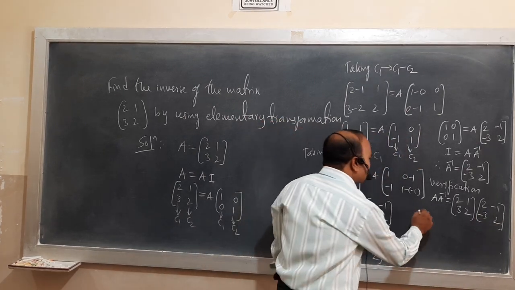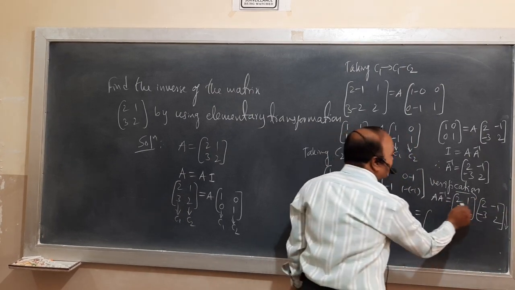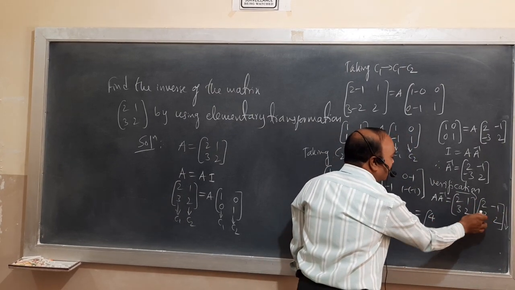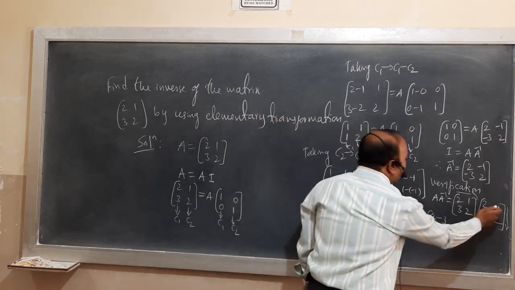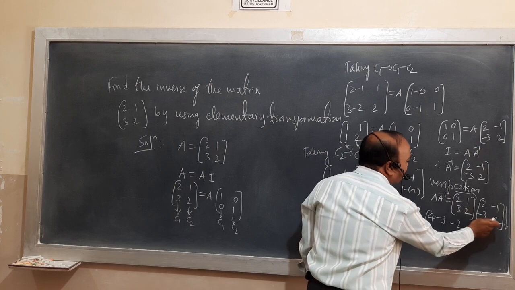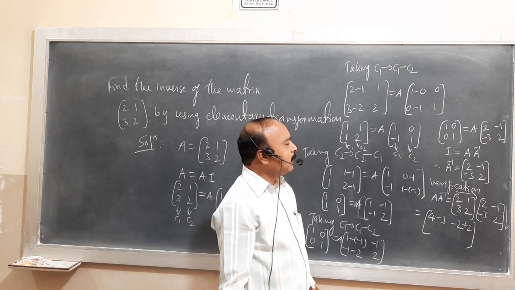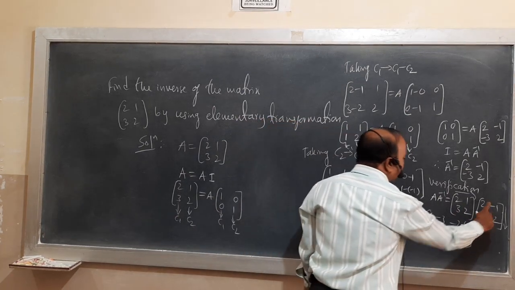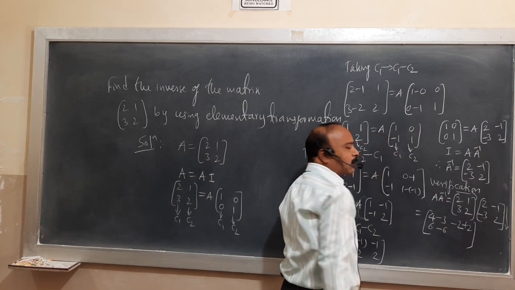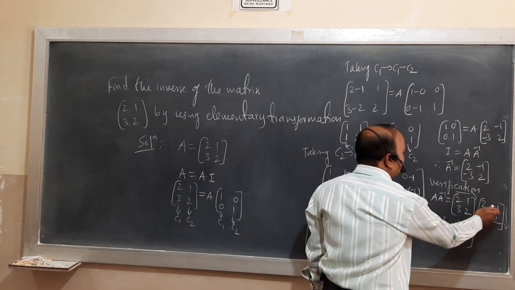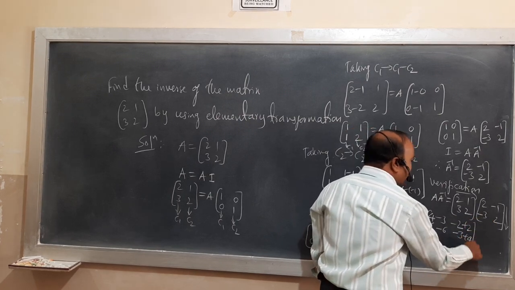Now multiply this row with the column. First, 2 into 2 is 4, 1 into minus 3 is minus 3. Next, 2 into minus 1 is minus 2, 1 into 2 is plus 2. First row, second column completed. Next, second row with first column. 3 into 2 is 6. Minus 2 into 3 is minus 6. Next, 3 into minus 1 is minus 3. Plus 2 into 2 is 4.